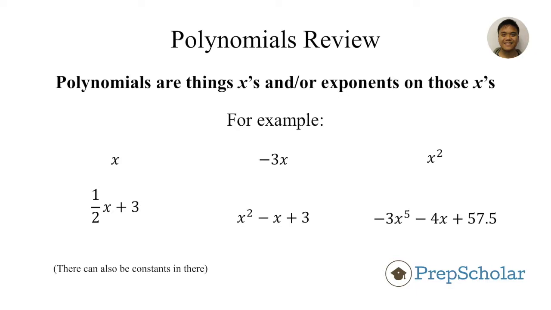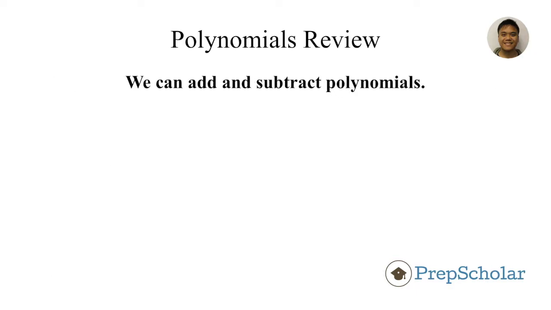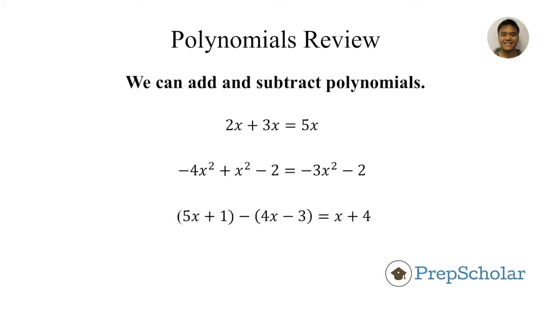Now, what can we do with polynomials? Well, we can add and subtract polynomials. For example, 2x, a polynomial, plus 3x, another polynomial, is equal to 5x. We can also do negative 4x squared plus x squared minus 2. The x squared terms combine to negative 3x squared, and the minus 2 stays the same, giving us negative 3x squared minus 2. We can do 5x plus 1 minus 4x minus 3, and then when you combine like terms, you get x plus 4.